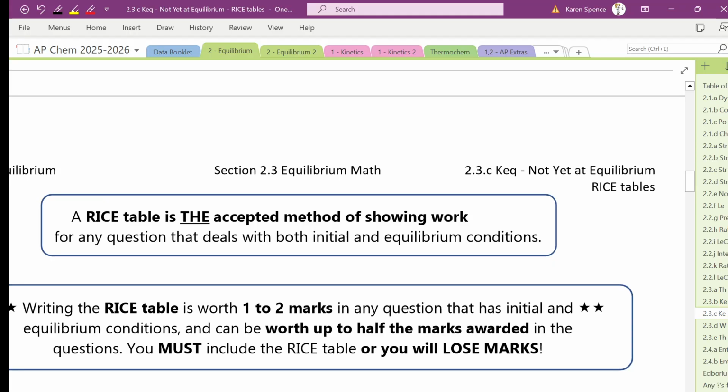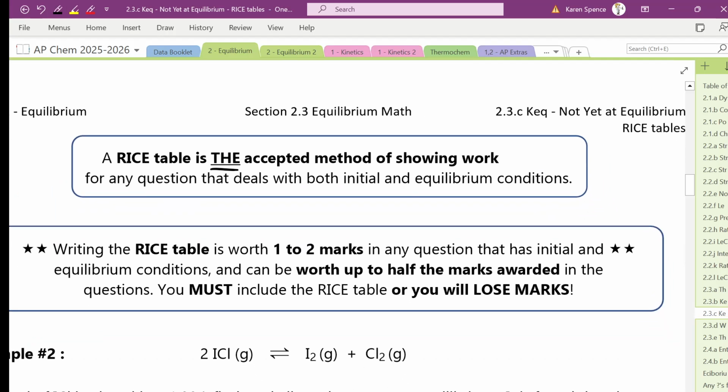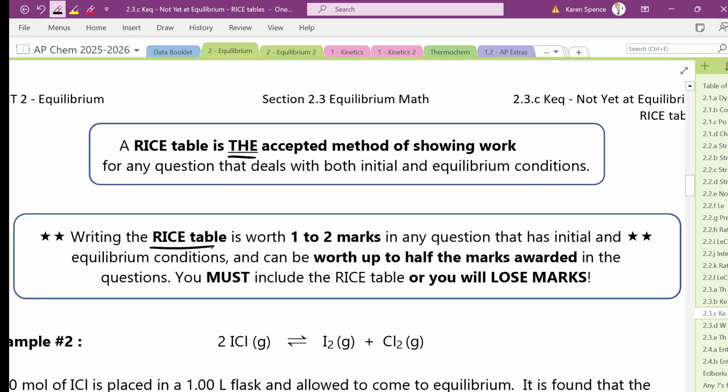Okay. The Rice table is the accepted method of showing work for any question that deals with both initial and equilibrium concentration. Writing the Rice table is worth 1 to 2 marks, and these questions are usually worth maybe between 3 and 4 marks. So you can imagine this is like close to 50% of your marks for writing the Rice table and filling it in correctly. So you can lose up to half the marks if you don't show a Rice table.